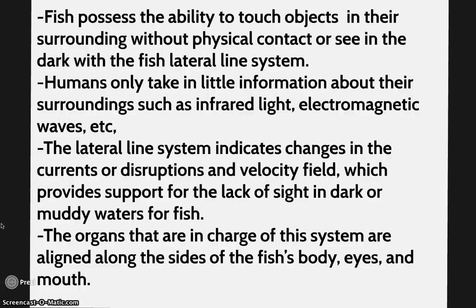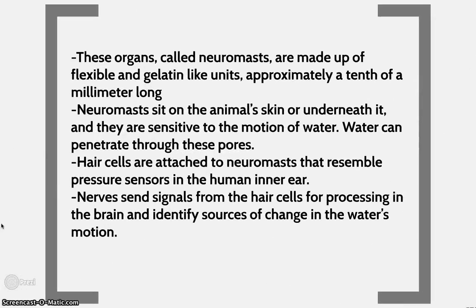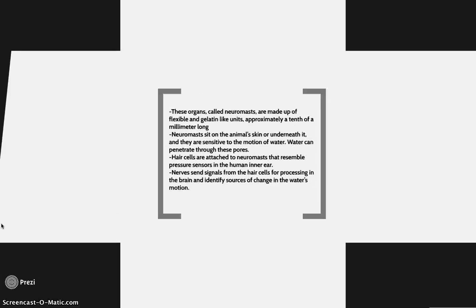The organs in charge of the system are aligned alongside the fish's body, eyes, and mouth. The organs, called neuromasts, are made up of flexible and gelatin-like units approximately 1/10 of a millimeter long, and they sit on the animal's skin or underneath it. They are sensitive to the motions of water. Hair cells are attached to neuromasts that resemble pressure sensors in the human inner ear. Nerves send signals from the hair cells for processing in the brain and identify sources of change in the water's motion.